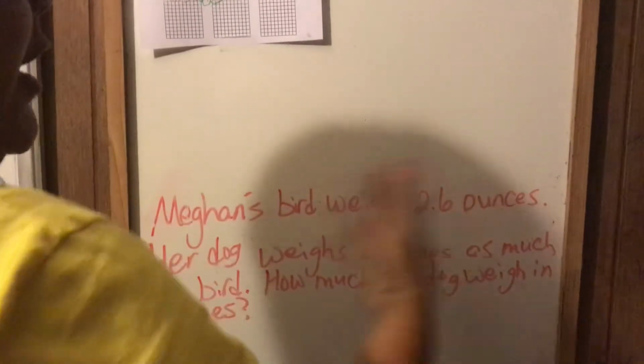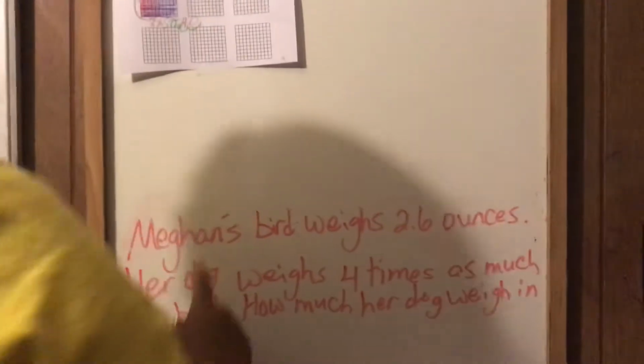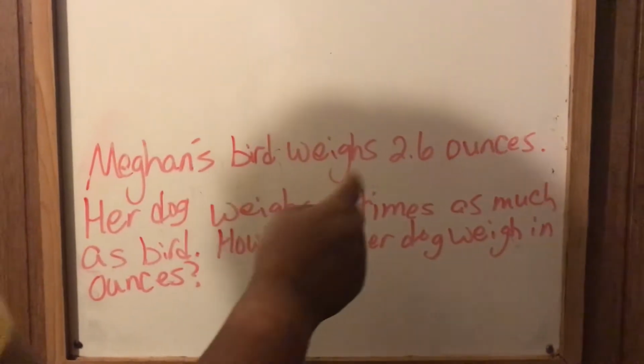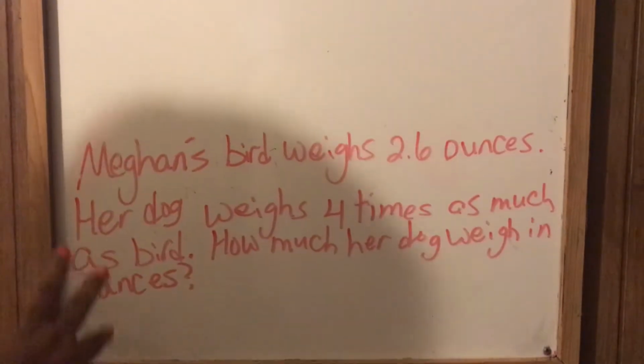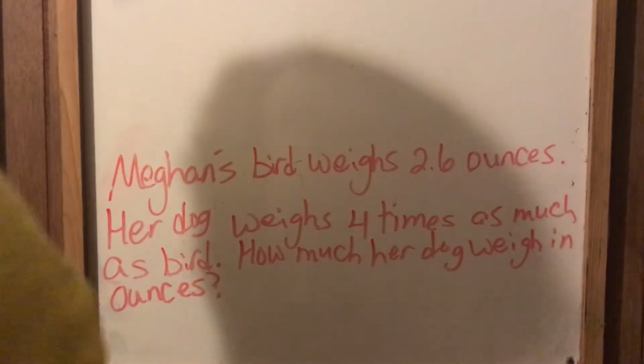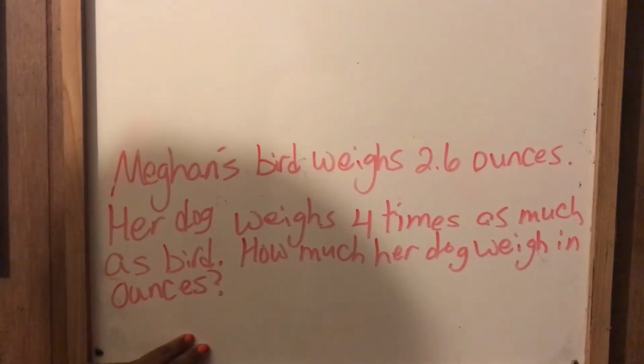We have Megan. Everybody, you know Megan is my daughter. Megan's bird weighs 2.6 ounces. Her dog weighs 4 times as much as her bird. How much does her dog weigh in ounces? So what can we do here to solve this?